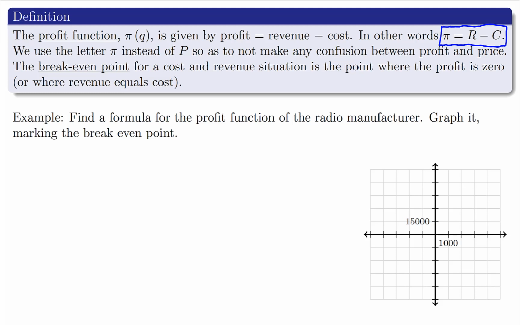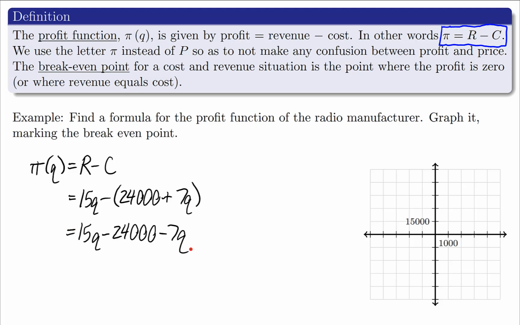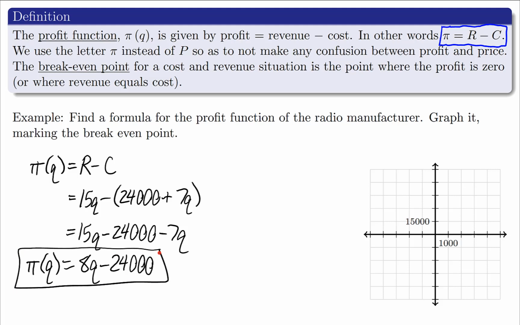Let's find a formula for this profit function. We're going to call this thing pi of Q, and remember it's revenue minus cost. Our revenue function was 15Q, and our cost function was 24,000 plus 7Q. Now I put it in parentheses because I'm subtracting the whole cost function. That's important in order to make sure you get the right answer. Now let's distribute the negative sign, which makes the 24,000 and the 7Q negative. And then I'm just going to combine my like terms with the 15Q and the minus 7Q. That gives me that my profit function, pi of Q, is equal to 8Q minus 24,000.